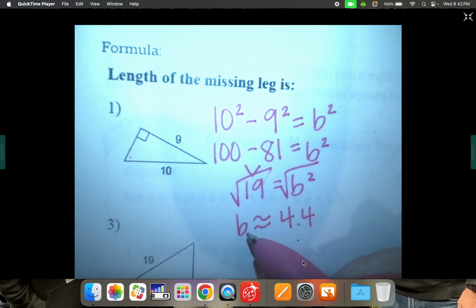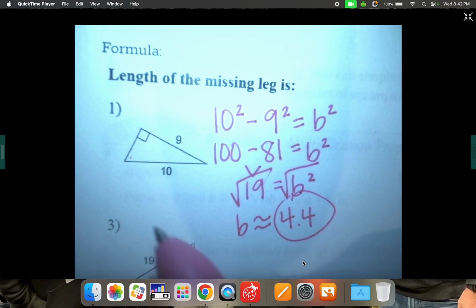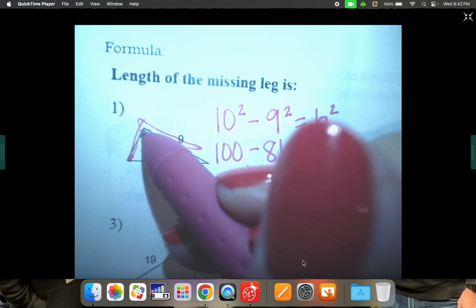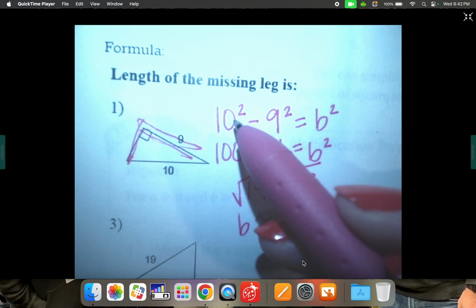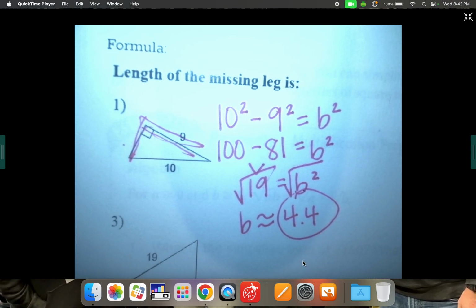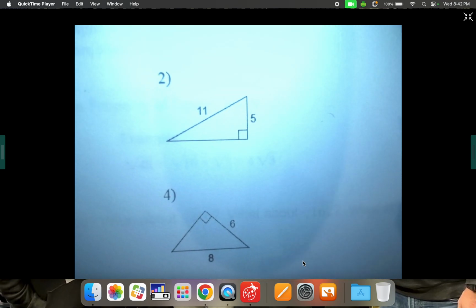And again, this could have been A. It doesn't matter. You're just naming them just to make sure that you know these two are the legs. This is the long side, which is why now we're subtracting because we're trying to find one of the missing legs. All right, let's do one more. Just make sure you get it, and then I'll let you guys get started on your work today.